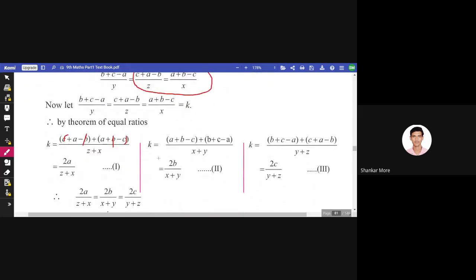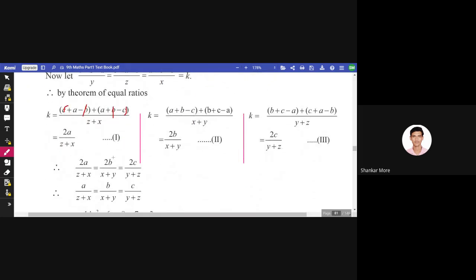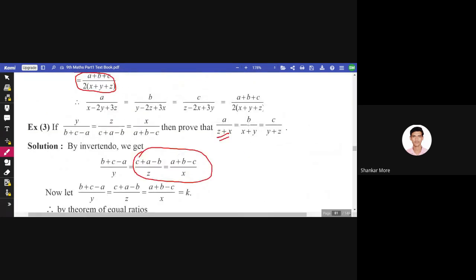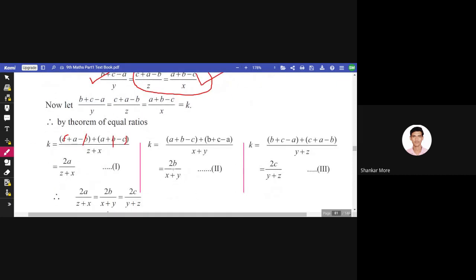Sorry for it. So look, how did we achieve the first one? We added these two. Now in the second, we have to add the terms which have numerator as x and y. So we will add these two. This is y, this is x. We added these two. So again we get 2b divided by x plus y.